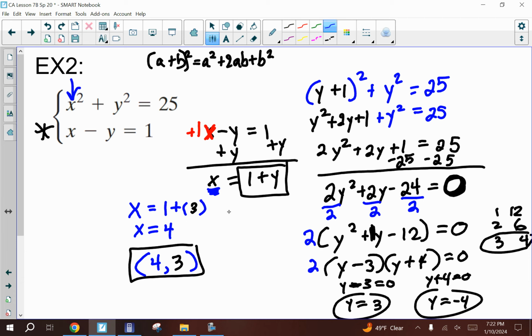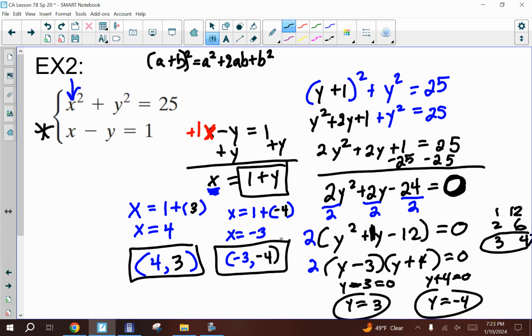I'm going to go back to the box. So it's x equals 1 plus parentheses. And I'm going to stick in the negative 4. 1 plus negative 4 is negative 3. So x equals negative 3 is the second answer. So in parentheses, we'll have negative 3, and we got that when we plugged in negative 4. So here's my two answers.